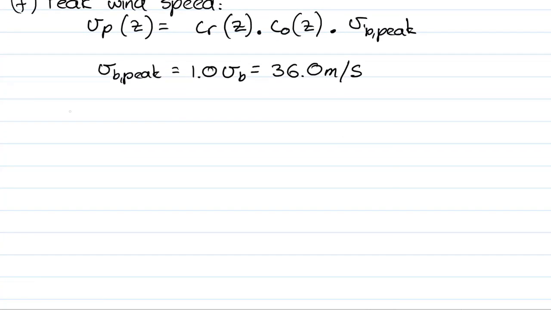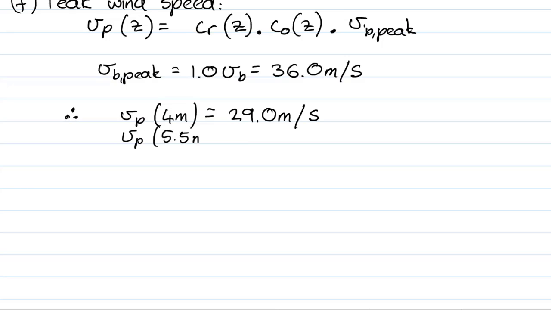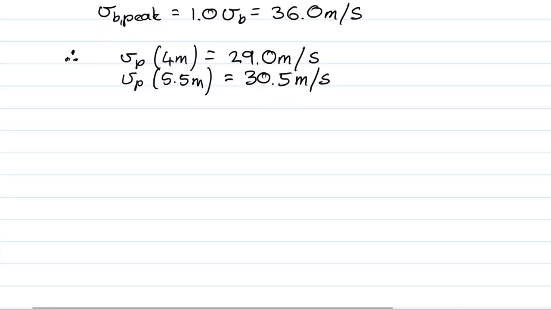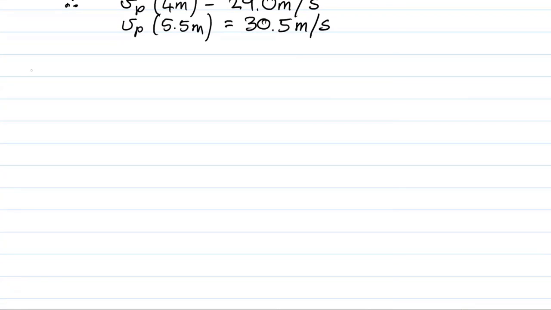And now, plugging those values in, we can get our peak wind speeds at either 4 meters, and this will be 29 meters per second, or we can have our value at 5.5 meters, giving us 30.5 meters per second. So now we can take this through and get a peak wind pressure, because we need to convert a speed into a pressure, and that pressure is ultimately what's going to govern the design of our building. So here we have peak wind pressure.